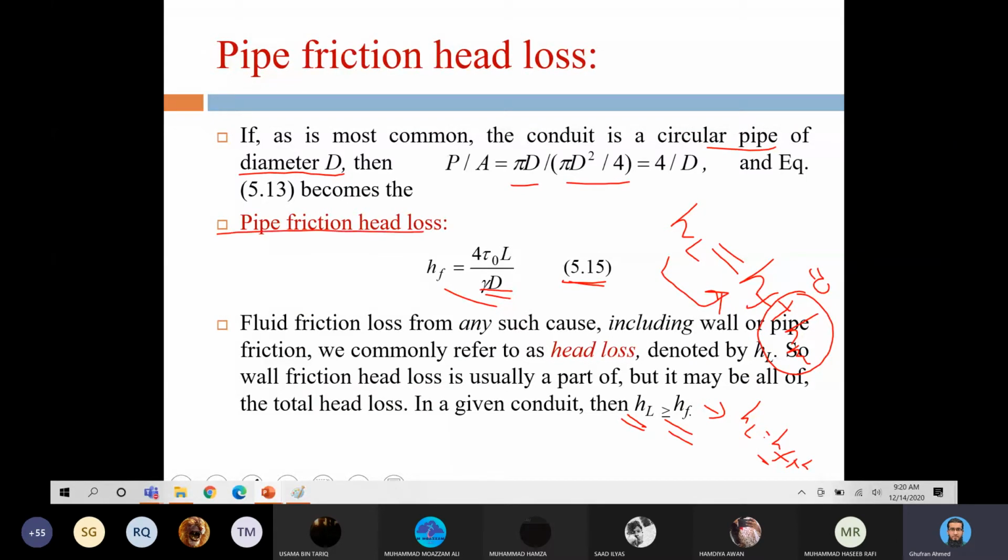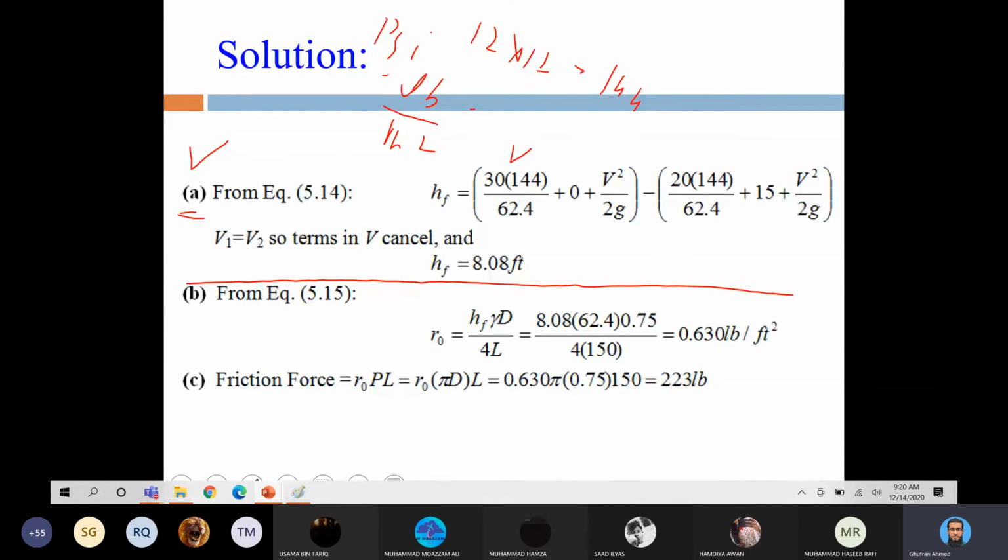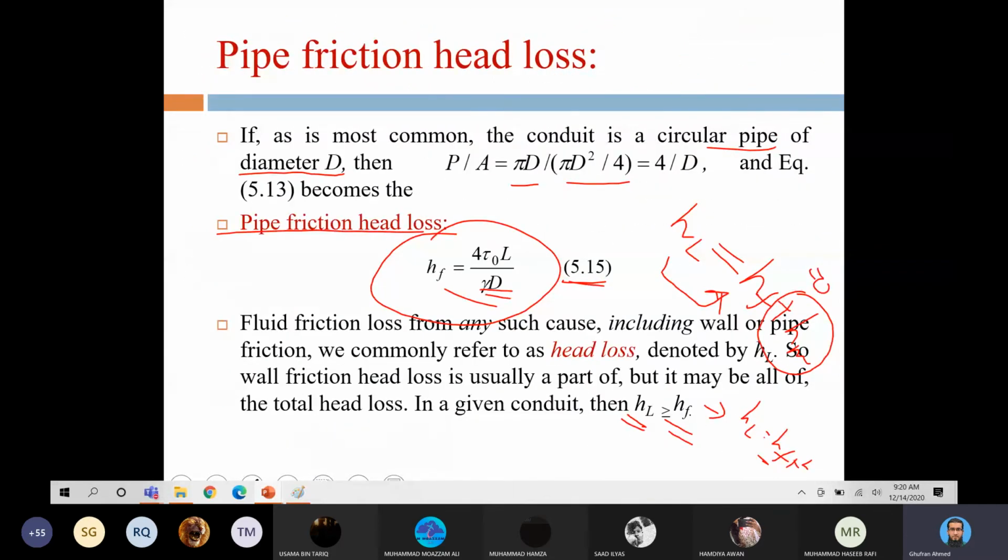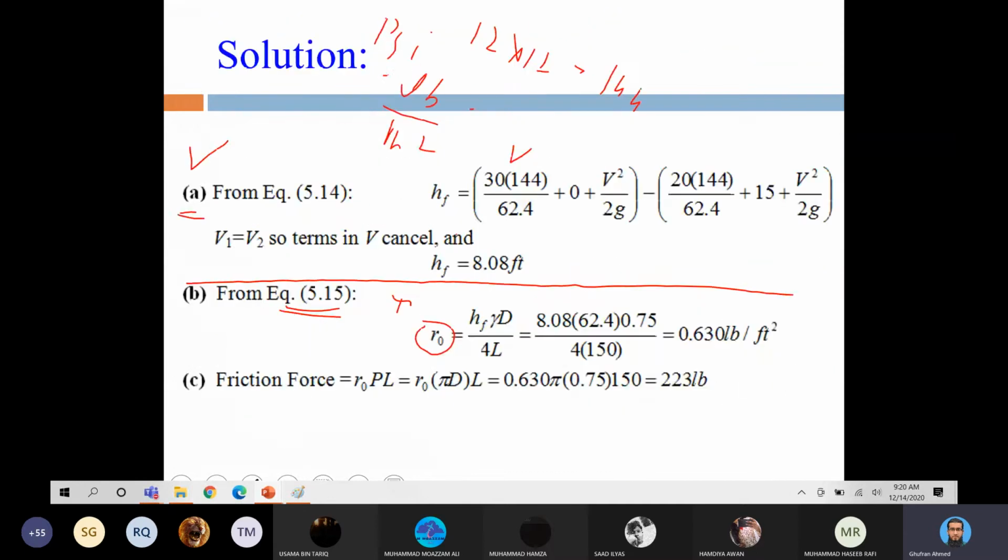Okay, so for pipe friction head loss we have a formula, which is HF in terms of diameter, 4 tau naught L over pi gamma d. From there, separate tau naught. This is basically tau naught, from equation 5.15. When we separate tau naught, what do we get? HF gamma d divided by 4L. HF gamma d divided by 4L. So after solving this, you will be able to find this tau naught.